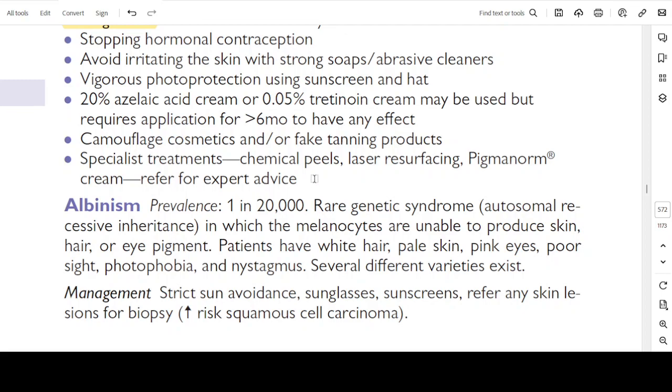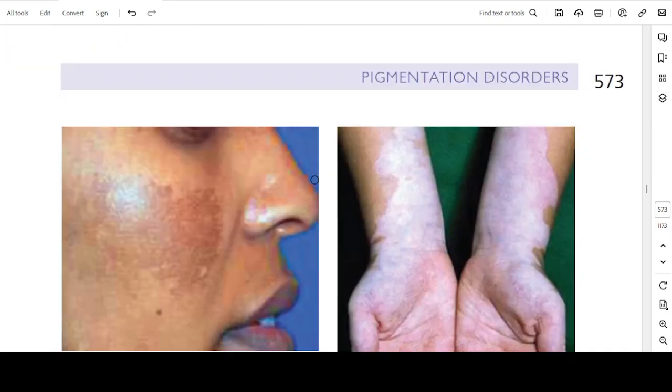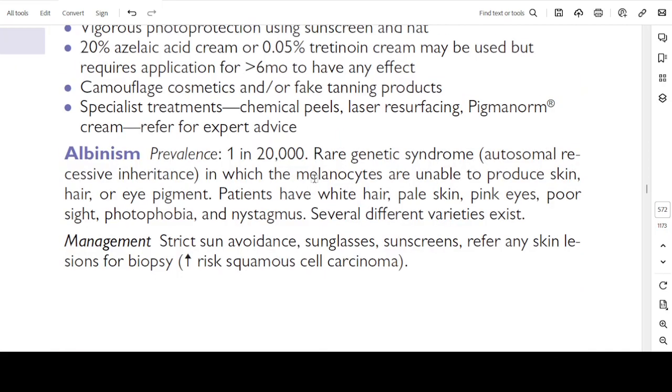So we'll stop here, doctors. Tomorrow we will continue from page number 572 from albinism. Tomorrow we'll continue this topic.